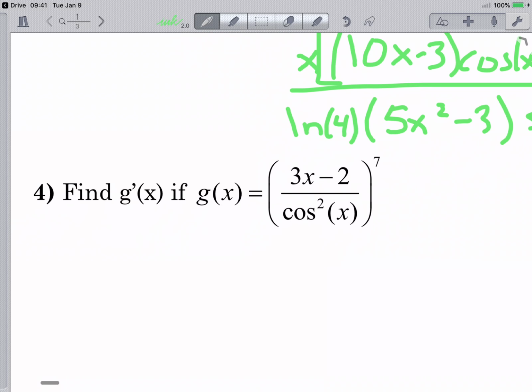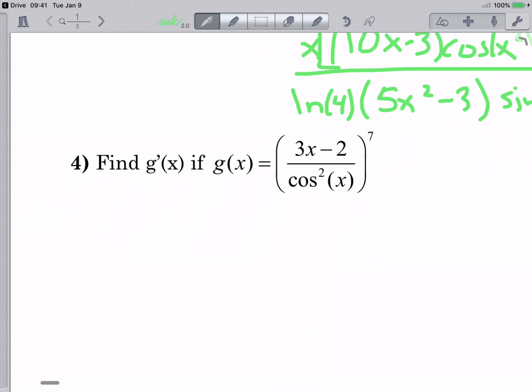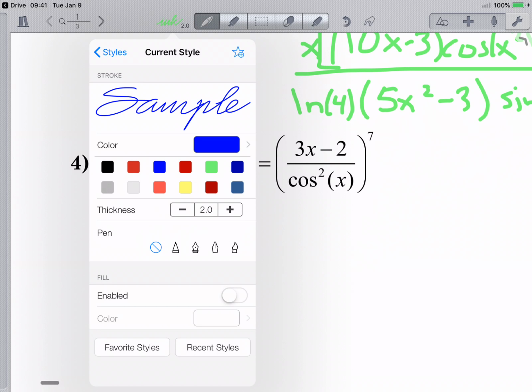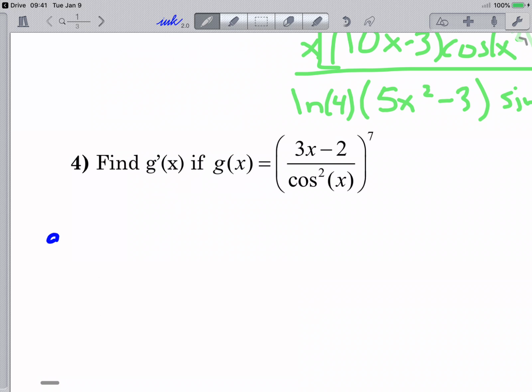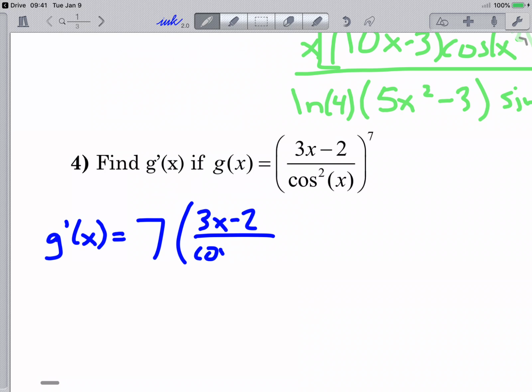Alright, the next one, I've got something being raised to the 7th, and that something is a rational function, so I've got to do chain rule with quotient rule on the inside. So I've got 7. All of this stuff remains the same on the inside. And I drop my power down 1 times derivative of the inside.